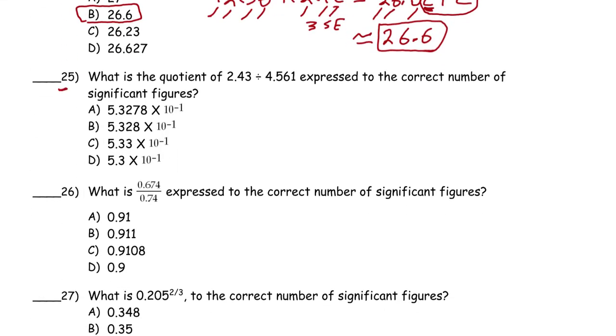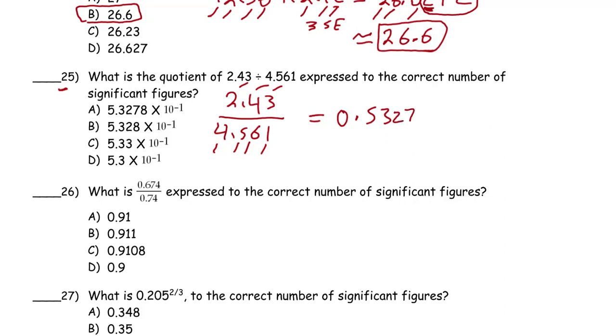Number 25. What is the quotient of 2.43 divided by 4.561 expressed to the correct number of significant figures? As you see, here we have 3 significant figures and here we have 4 significant figures. So the answer must have 3 significant figures. The answer on the calculator equals 0.532777. Let's round it to 3 significant figures. So 0.53, and the 7 here increased the 2 to 3.